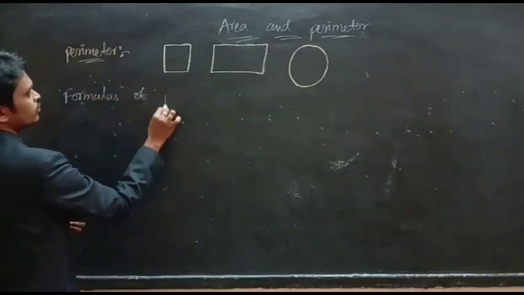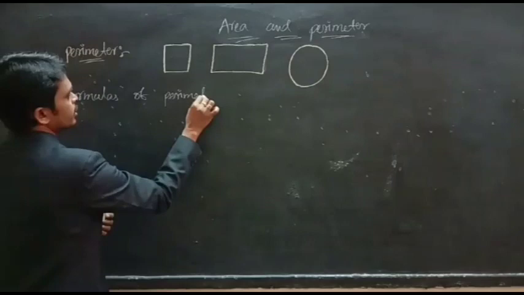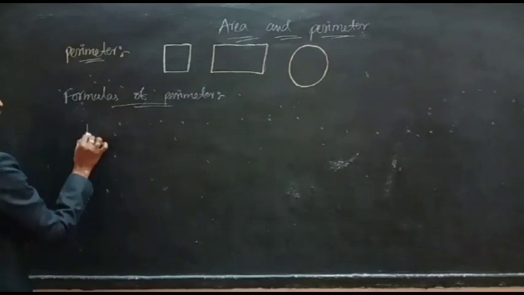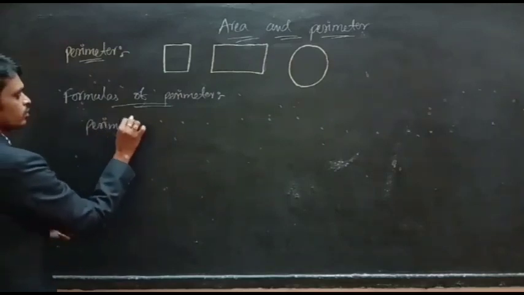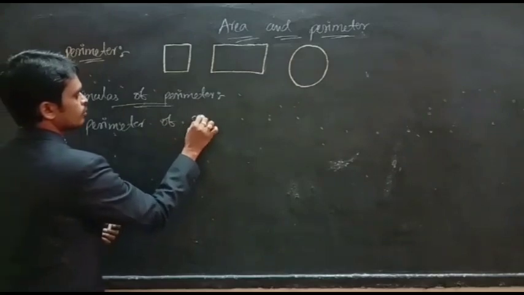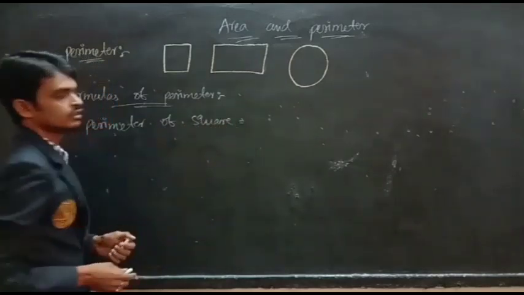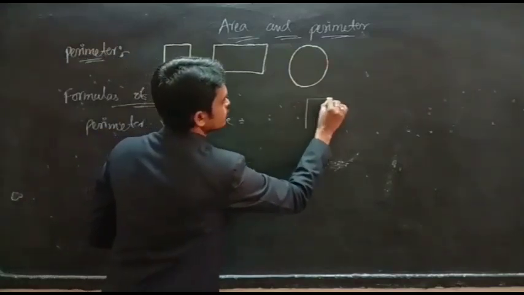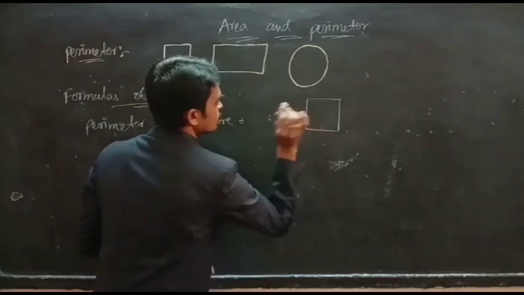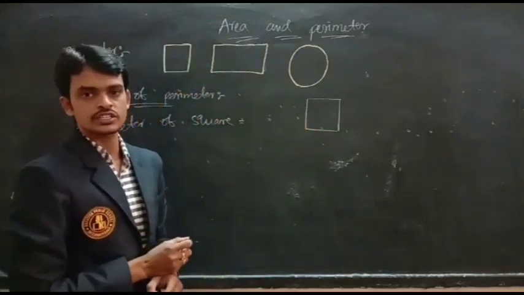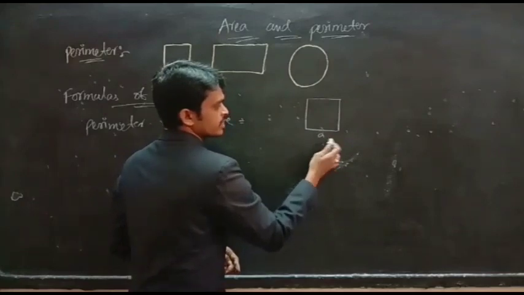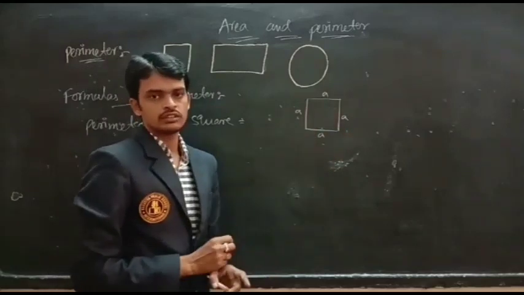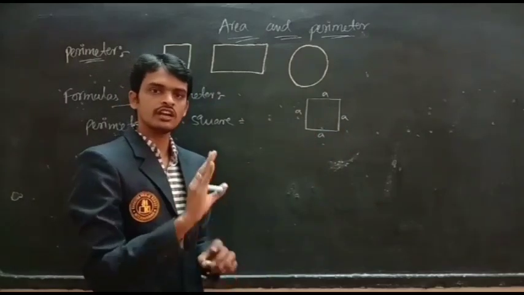Formulas of perimeter. First, perimeter of square. Look at here, I am drawing a square like this. A square has how many sides? 4 sides. Side, as edges, will be represented as a. A square has 4 sides and all sides are equal.